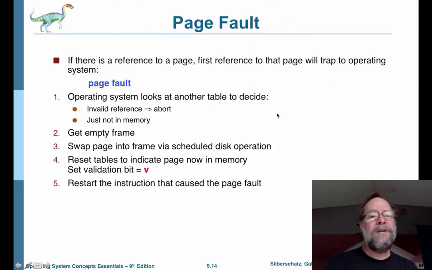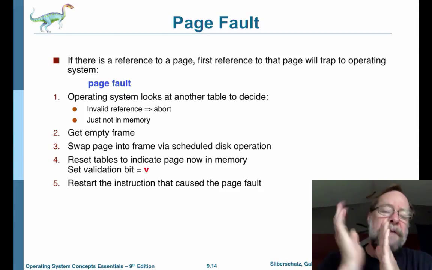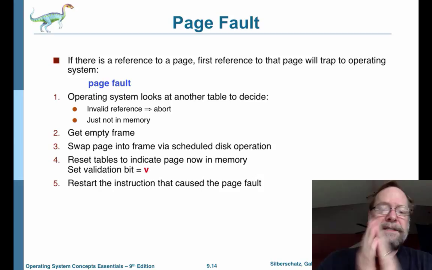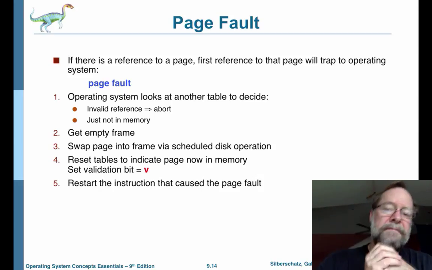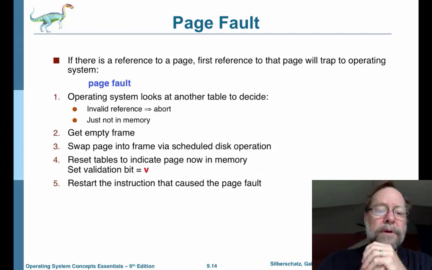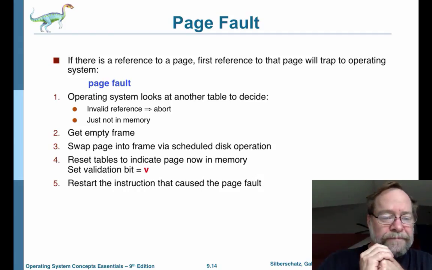Okay, so what do you do when you have a page fault? We have an invalid bit, we have a page fault, and we've got to go ahead and do something about that. The first thing is you double check, make sure the page reference is actually legal, and if it isn't, then you throw in an abort, but otherwise it's not in memory.